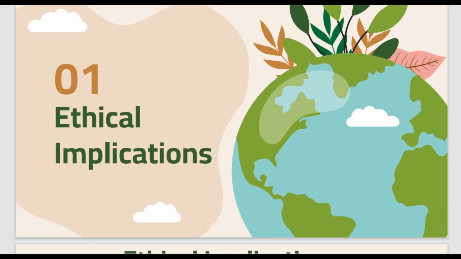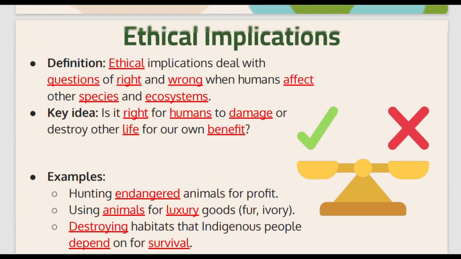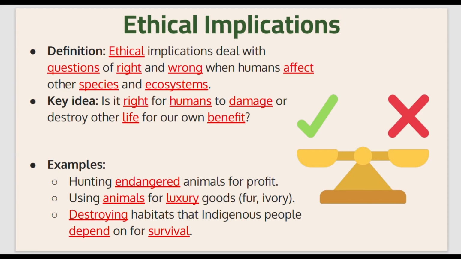So, gonna jump into the first implication, number 1, ethical implications. What are the ethical consequences of human impacts on biodiversity? So first of all, what does the term ethical mean? I like to think of ethical as right versus wrong. That's the easiest way for my brain to always remember it, right versus wrong. So ethical implications specifically with biodiversity deal with questions of right and wrong when humans affect other species and ecosystems through our impacts.